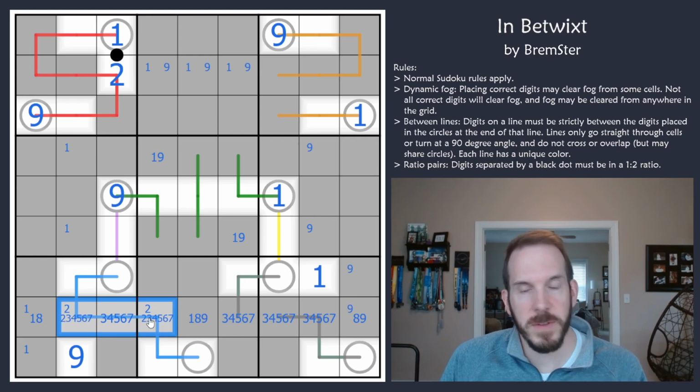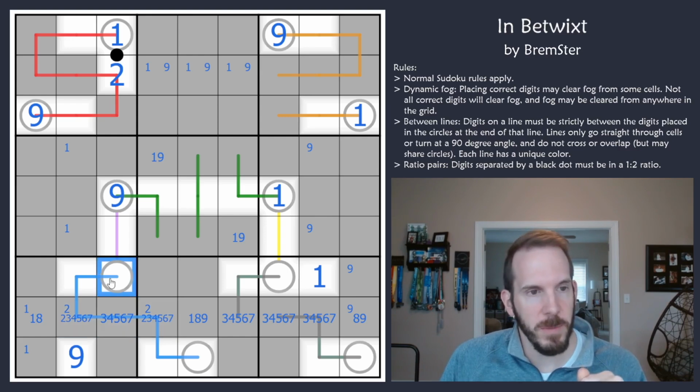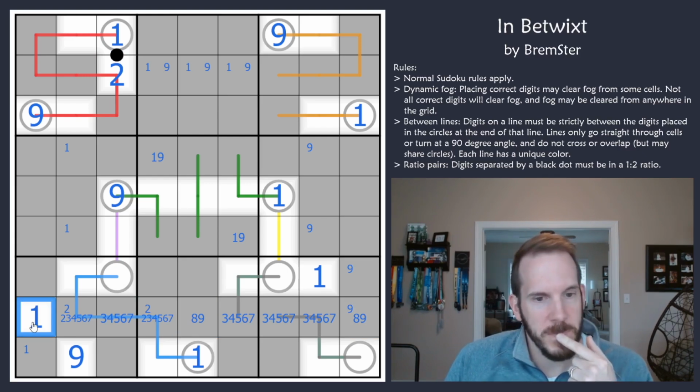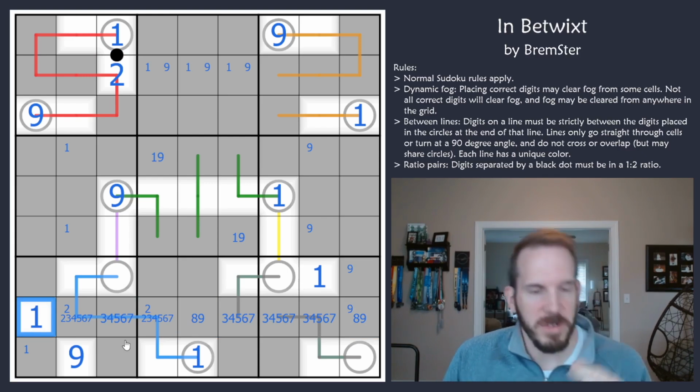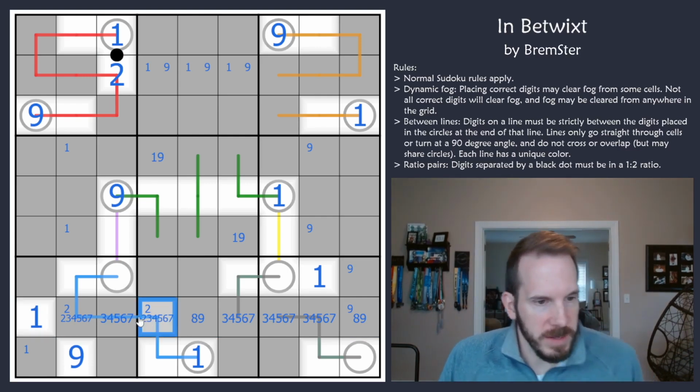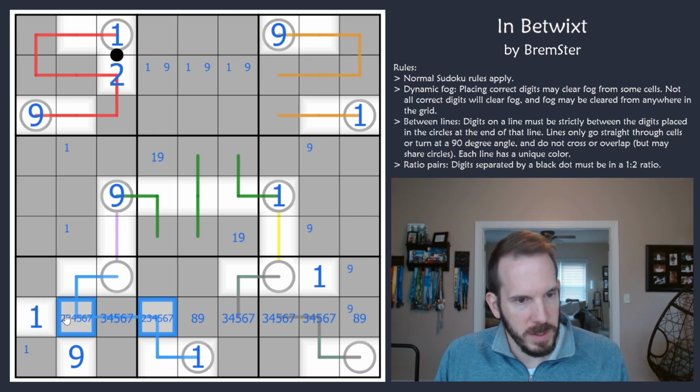And so one of the 2 circles at the ends of the line has to be 1, and it can't be this one. So this has to be a 1. So that's not a 1. And now we have an 8, 9 pair in the row, so this is a 1. Still didn't get any more fog revealed, but it's okay. Okay, so I'm going to get rid of this 2 here.